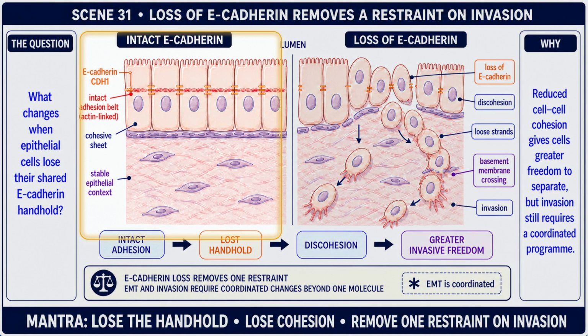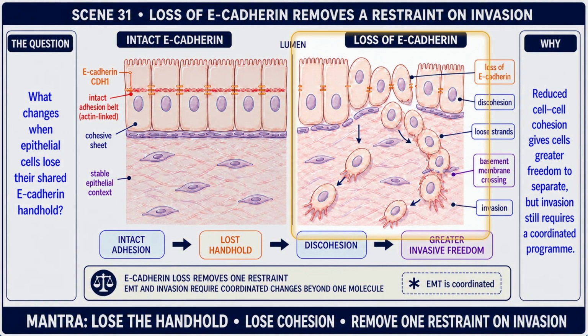E-cadherin normally gives neighboring epithelial cells a shared handhold. Its extracellular domains bind E-cadherin on the next cell, while intracellular adapter proteins connect the junction to the actin adhesion belt. That helps preserve a cohesive, polarized epithelial sheet.